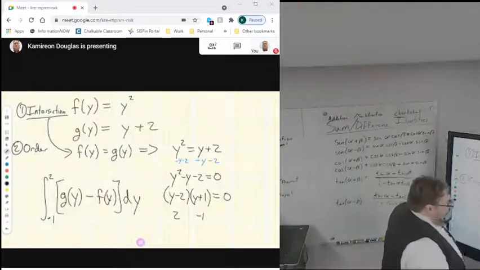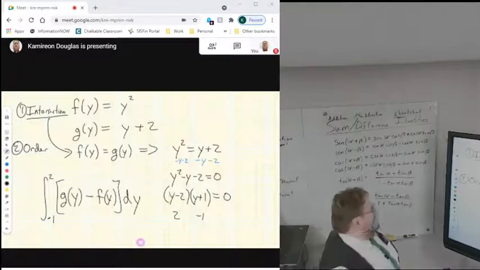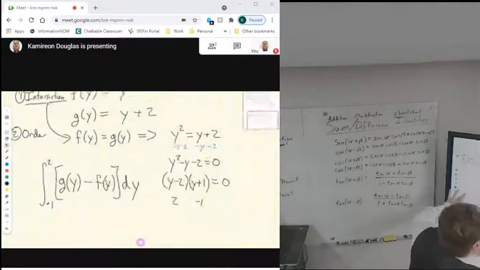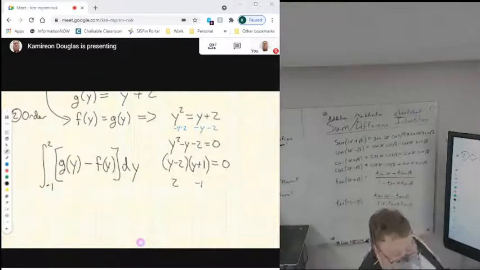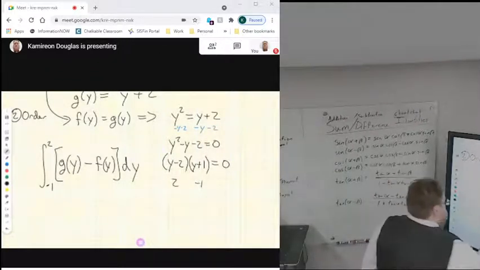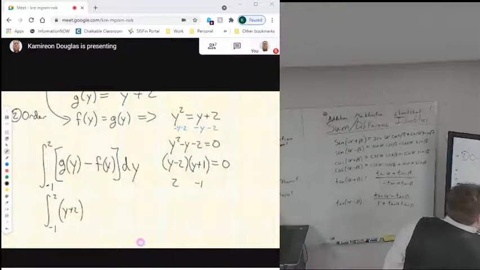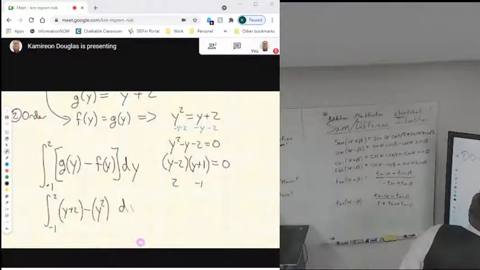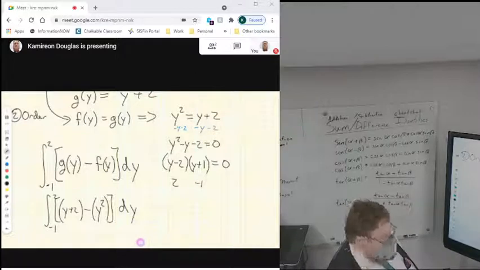Everything we've done so far has been with respect to y, so we should stay in respect to y when we do the integration. So the nice thing is, again, everything is in terms of y, so we integrate the exact same way as if it was in terms of x. It's just now with a y involved. Integral from negative 1 to 2 of y plus 2 minus y squared dy. Simplify what I can, and then we integrate.